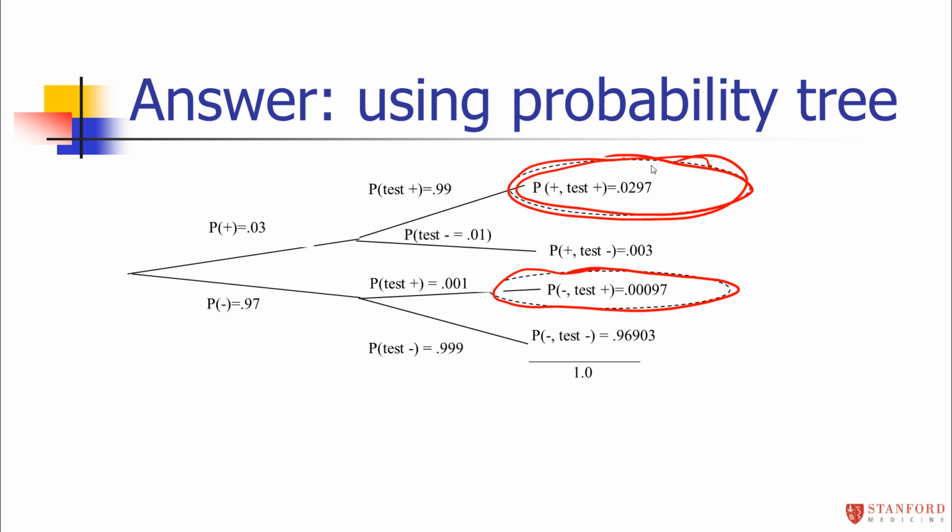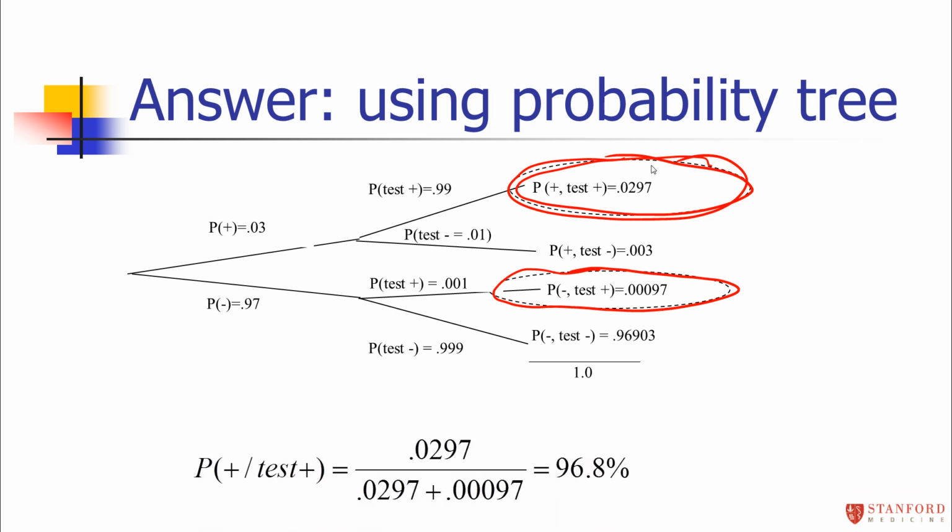So the probability that you are positive, given that you test positive, can be calculated simply by dividing the probability of the top branch by the sum of the two branches. So it turns out you have a 96.8% chance of being positive if you test positive. So that's using the probability tree. The probability tree is always going to get you the right answer. But if you don't want to always have to write out these trees once you become good at them, Bayes' rule is kind of a shortcut for getting there.